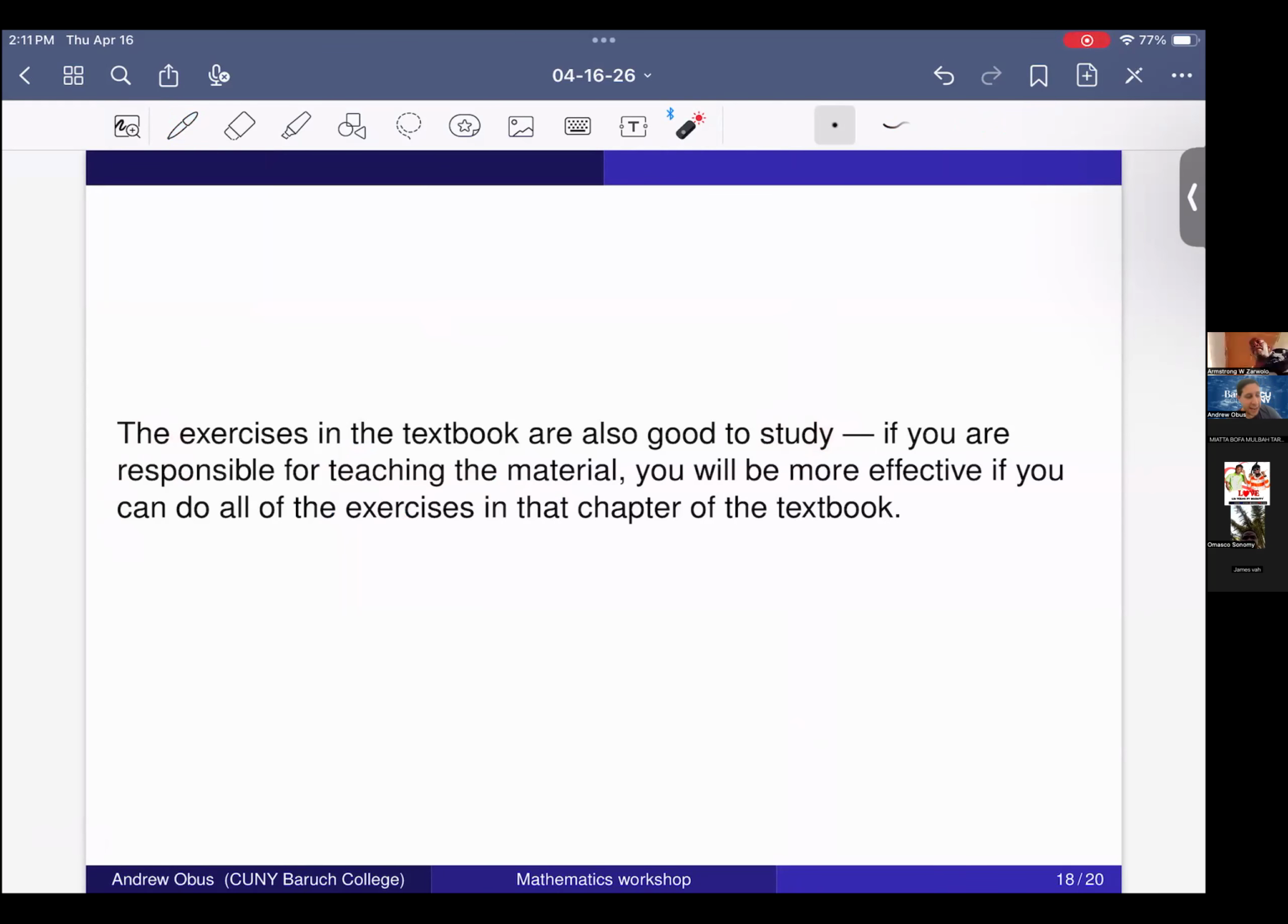I don't like how the textbook talks about the meaning of definite integration, but it does do very well with exercises and examples. So the exercises in the textbook are good to study. And of course, if you're responsible for teaching this material, you'll certainly be more effective if you can do all of the exercises in that chapter of the textbook.